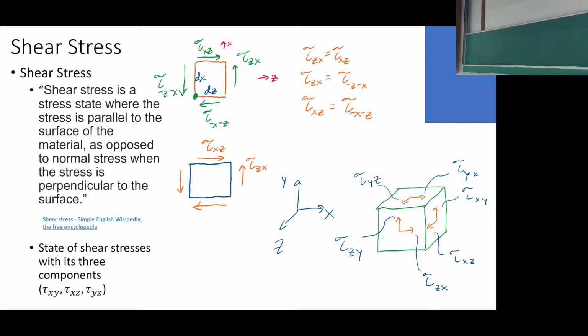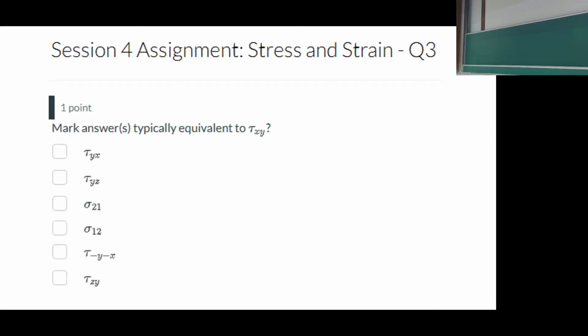So I think there are a couple problems that we get to do. This one is, which ones are equivalent to tau xy? Well, yx, yz, not, I mean, it could be, but not always. And then there's this other notation.